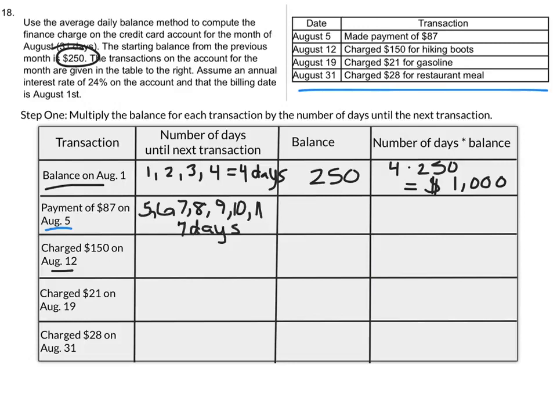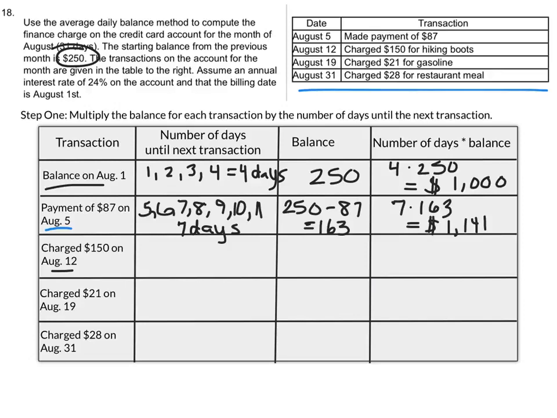Now I'll look at the balance. I had a balance of $250, but for this transaction, I made a payment of $87. That means I'll subtract $87. 250 minus 87 is 163. So my new balance is 163. Next, we'll just multiply 7 times 163, and we get an amount of $1,141. We'll continue the process on the third row.